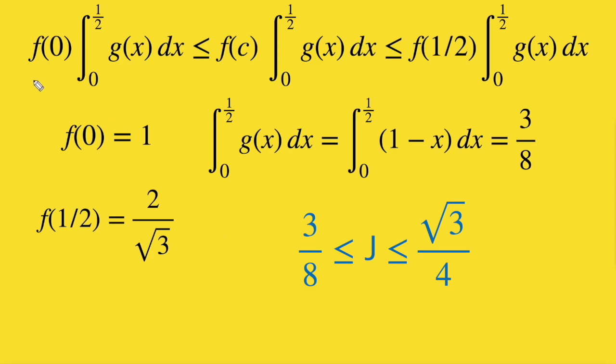How? Because this is the inequality we have proved. Now f(0) is 1, and so this is 1, and the integral from 0 to half of g(x) dx we have proved is 3 by 8, so this is 3 by 8. And f(c) times the integral from 0 to half of g(x) dx, this is the original integral, which is J. And f(half) is 2 over root 3, and this is 3 over 8, so 2 over root 3 times 3 over 8 is root 3 by 4. Therefore we have proved the required inequality, without actually using much knowledge of integration. This is just simple integration we have done, but otherwise we have not done any integration.